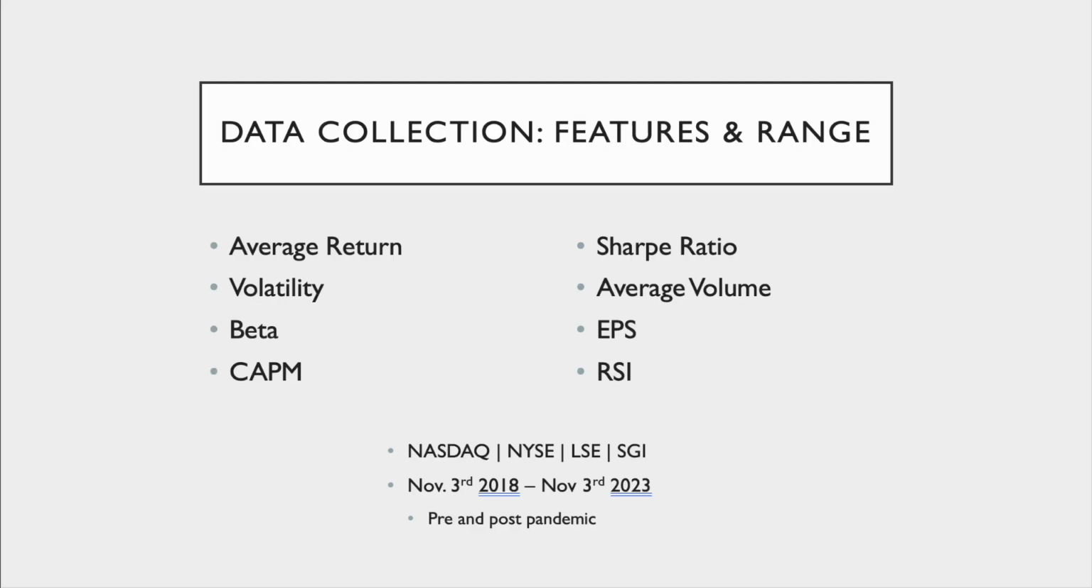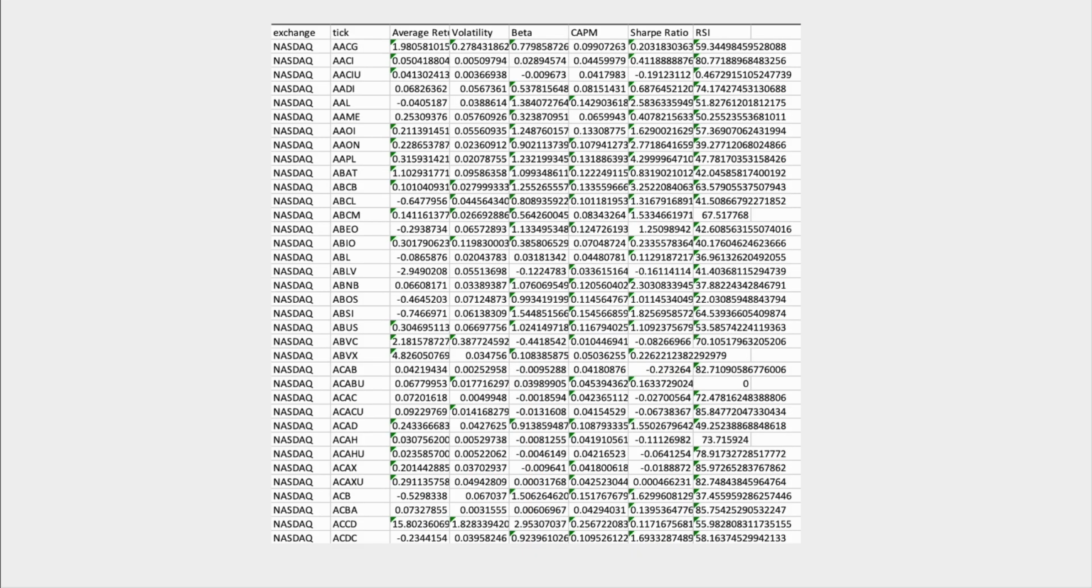Moving on to our data collection, we had 8 features that we were going to use for each individual stock: average return, volatility, beta, CAPM, Sharpe ratio, average volume, EPS, and RSI. For our range, we chose stocks from NASDAQ, NYSE, LSE, and SGI from November 3rd, 2018 to November 3rd, 2023, a 5-year range of historical data. This does include stock data pre- and post-pandemic, which was interesting to us to see the bearish trends in pharmaceutical and biotechnological stocks.